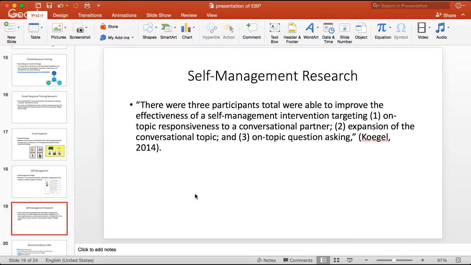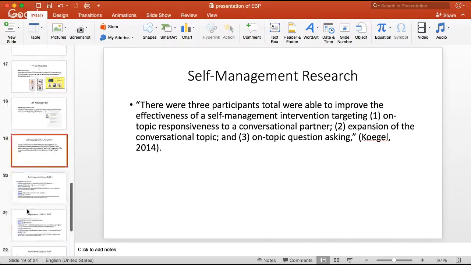And I put one research base. This had 3 participants total, who were able to improve effectiveness of self-management interventions. They were able to improve on-topic, responsive to conversational partner, expansion of conversational topic, and on-topic question asking.